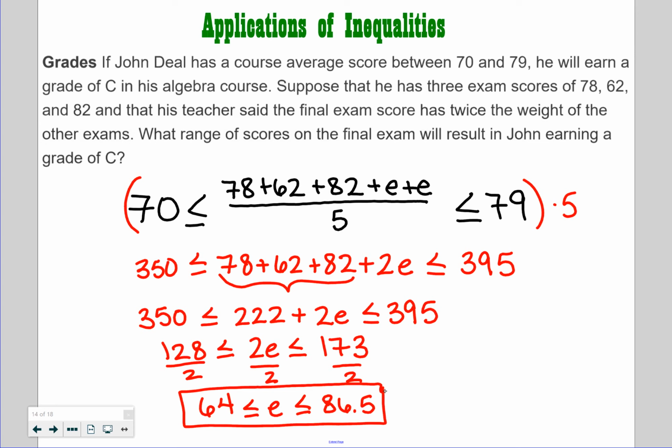You could also use this to say then if he gets below a 64, he'll earn a D, and if he gets above an 86.5, he'll earn a B. So it's a good way to figure out what you need in a class at the end of the course for the exam to get the grade you're shooting for.